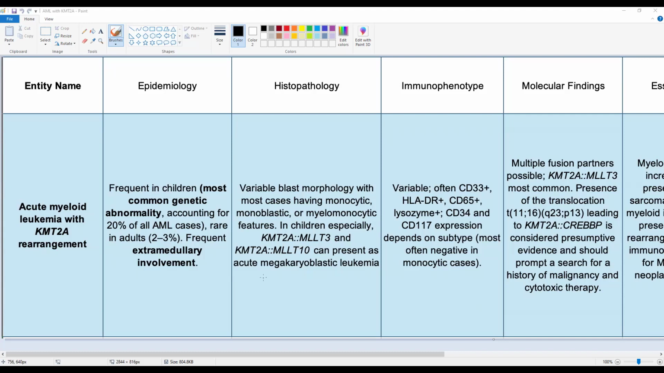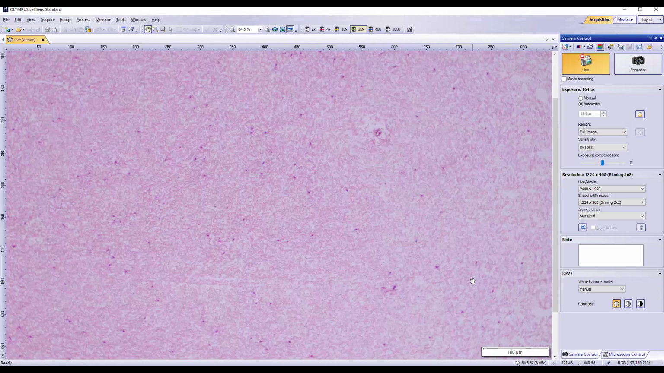Morphologically, we can see variable blast morphology, with most cases having monocytic, monoblastic, or myelomonocytic features. And in children, especially when you see KMT2A fused with MLLT3 or MLLT10, it can present as acute megakaryoblastic leukemia. Now, let me share with you this case of a 45-year-old male who presented with a 3-week history of gingival swelling and pain and was found to have leukocytosis.